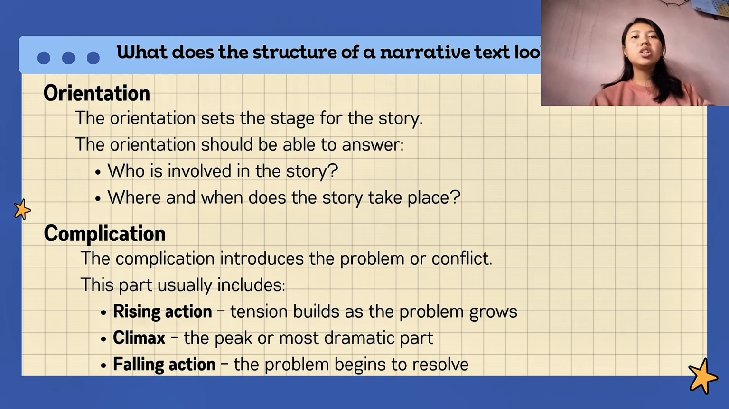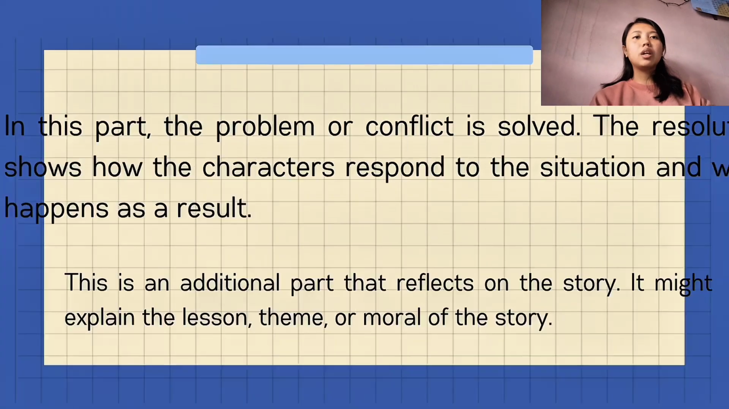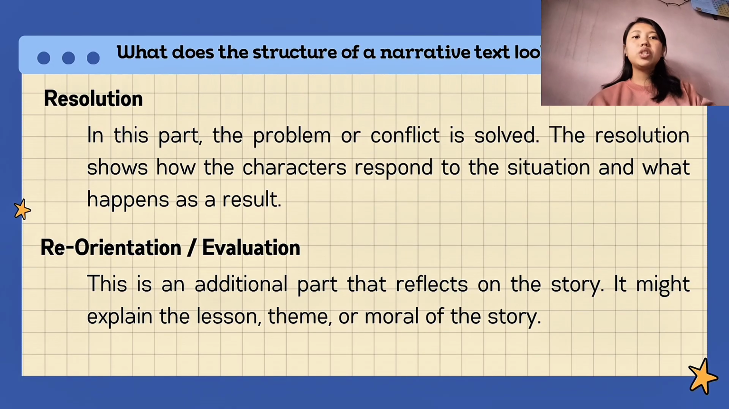And then the complication part is the part where a problem or conflict appears. The next one is the resolution. It shows how the problem is solved. Meanwhile, the next one is reorientation or evaluation. This part gives moral lessons, reflection, or values that we can learn from the story.